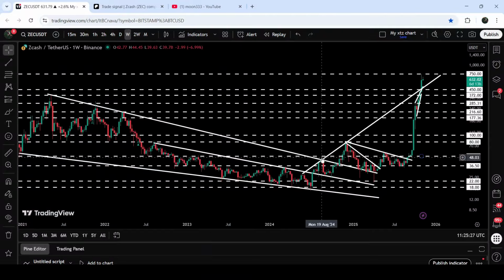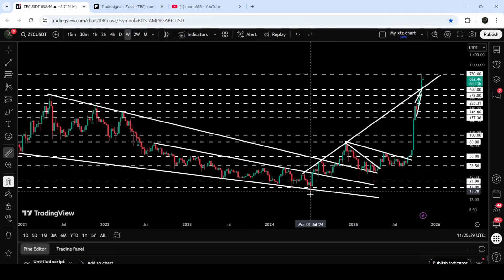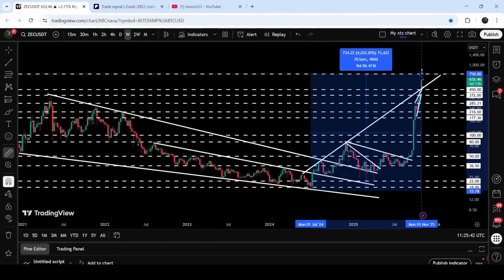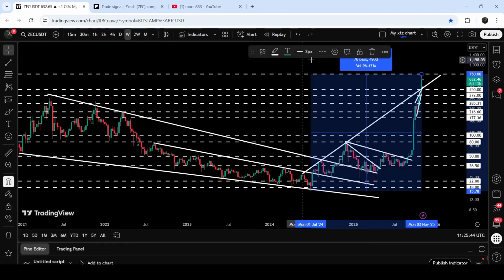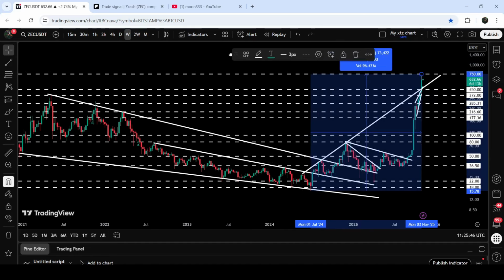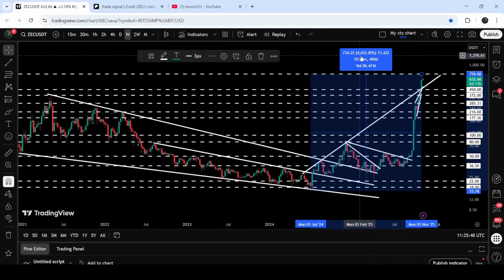You can see that the price then broke it out, then retested the previous resistance of the small wedge as support and geared up and broke out the bigger wedge. Then we broke out another smaller wedge, this downtrend and resistance. And so far, if I place this measurement tool from this low to this high, then you can see that the price line of Zcash has rallied more than 4,652%. That is a very, very massive rally.